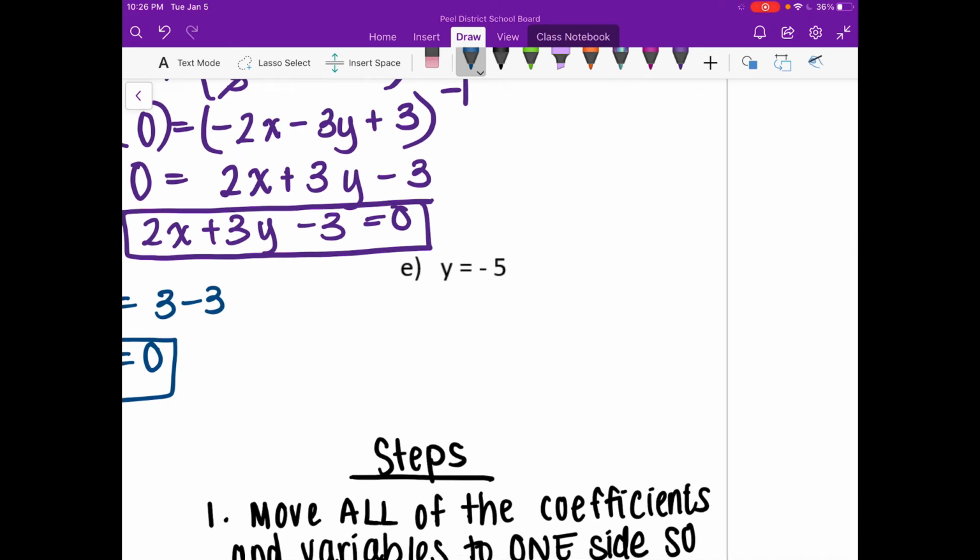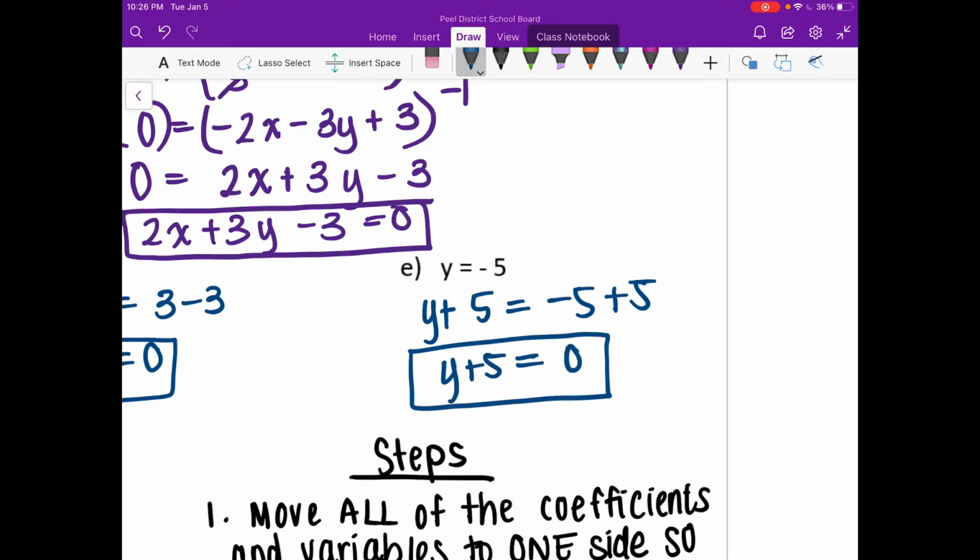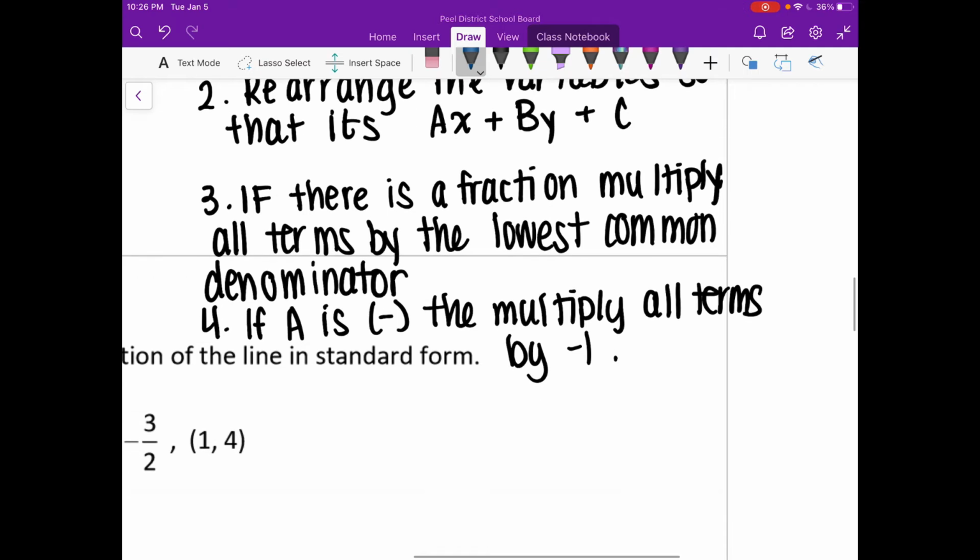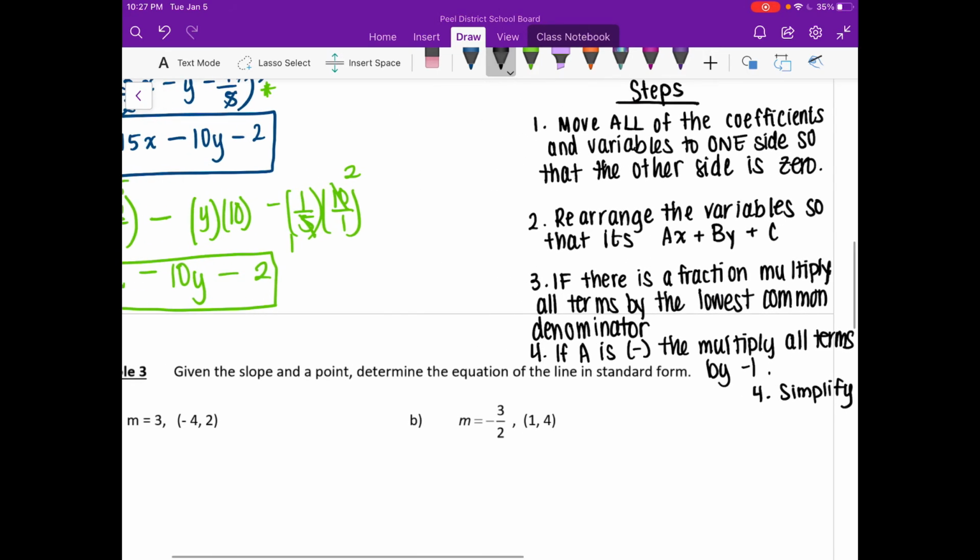Over here, it just makes more sense to move the y because to move the negative 5, plus 5 equals negative 5 plus 5. Negative 5 plus 5 will give me a 0. I'm left with y plus 5. And this is still in the form. We just assume that x is 0, or the coefficient for x is 0. Okay? And that's it. And I forgot to add one thing here. You got to simplify. Always put everything in the lowest common form.